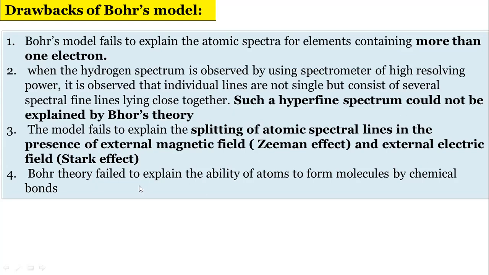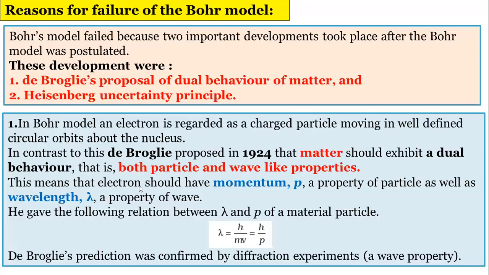So after Bohr, why does this model fail? There are mainly two reasons. So in this new point, the reasons for the failure of Bohr's model. Why is there a failure? Because after Bohr's model, there was a development of two main things.